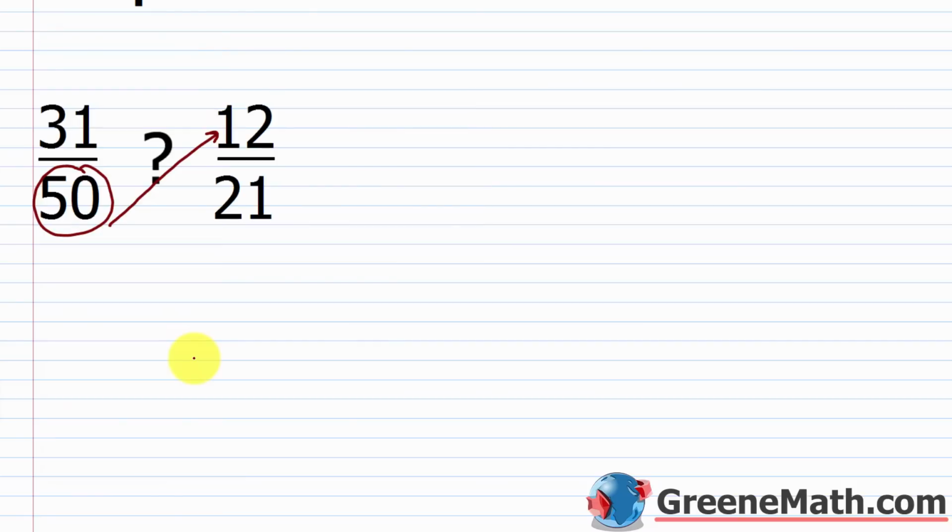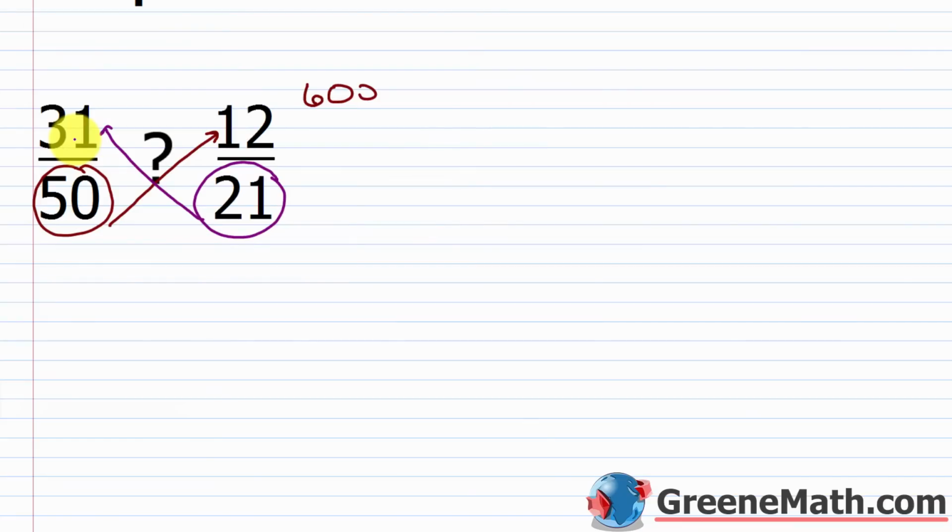We're going to take the denominator from this fraction and multiply it by the numerator of this fraction. So what is 50 times 12? Well, we have a trailing zero here, so I can do 5 times 12, that's 60, and then just put a 0 at the end of that, so that would be 600.